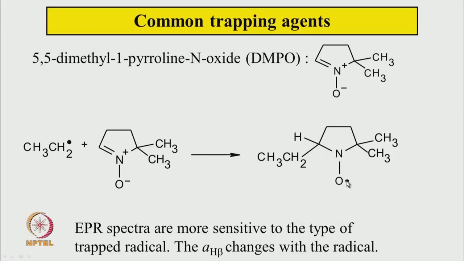Here again, the radical center is near nitrogen, so this gives a triplet line. Then there is another proton here which also gives a doublet. But here, the splitting constant due to this is somewhat more sensitive to the presence of the radical because it is very near that one. The hyperfine coupling constant of the beta proton is reasonably sensitive to this. So it will be easier to make a better, intelligent guess about the type of radical by seeing how much this splitting constant has changed.